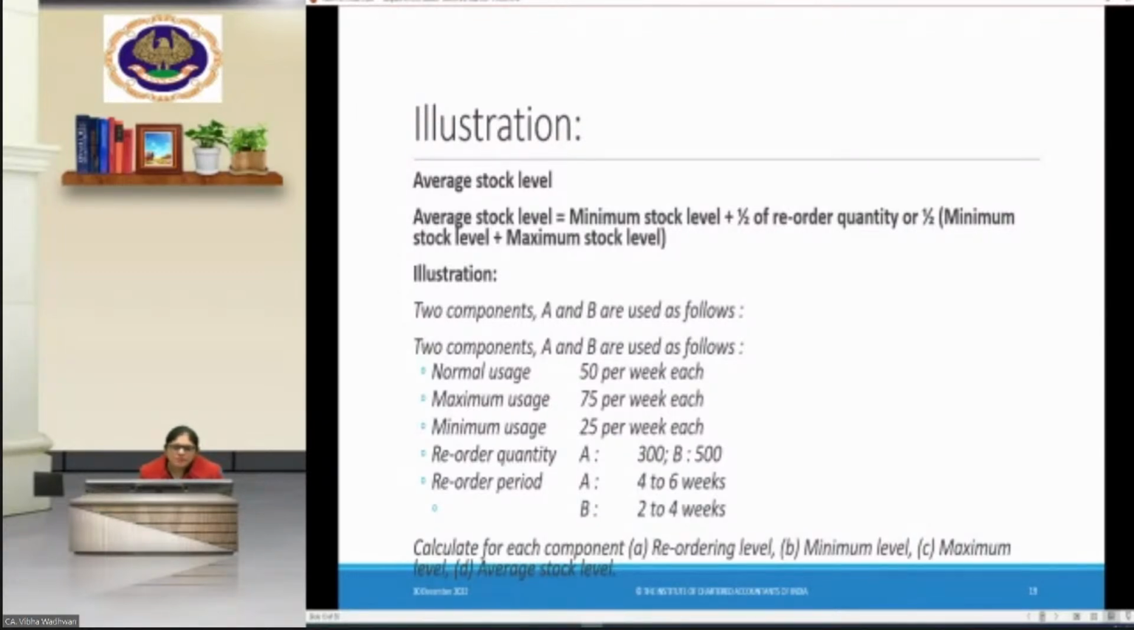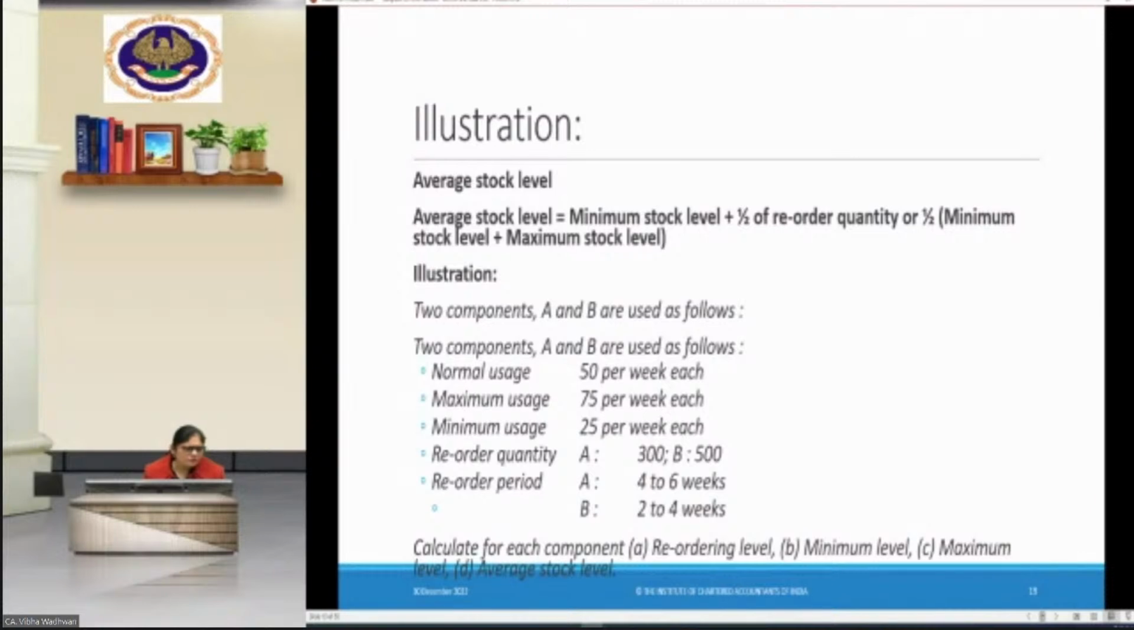See, reorder period 4 to 6 weeks. That means 4 is the minimum delivery time, 6 is the maximum delivery time, and average has to be 5. So this way you have to analyze. 4 minimum, 6 weeks maximum, so 5 has to be average or normal. Similarly for B, 2 to 4 weeks: 2 minimum, 4 maximum, and 3 has to be the average.